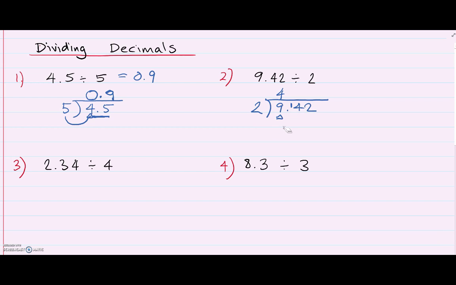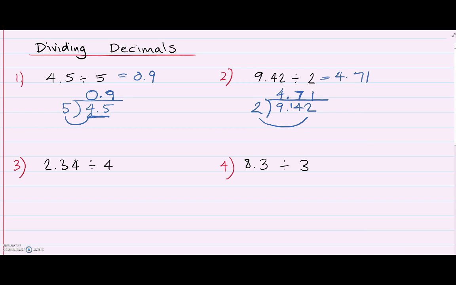Now I ask myself, how many times does 2 go into 14? And 2 times 7 is 14, so it goes into it 7 times, with no remainder. And then I ask myself, how many times does 2 go into 2? And that's just going to be once. So my answer is 471. I need to make sure that my decimal point goes between the 4 and the 7. So 9.42 divided by 2 is 4.71.